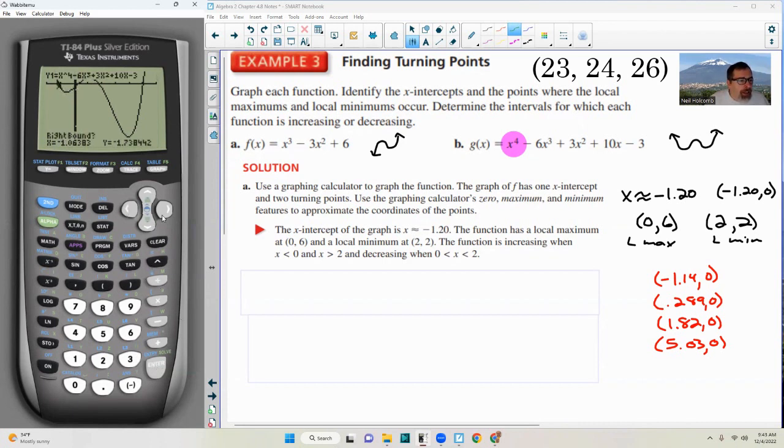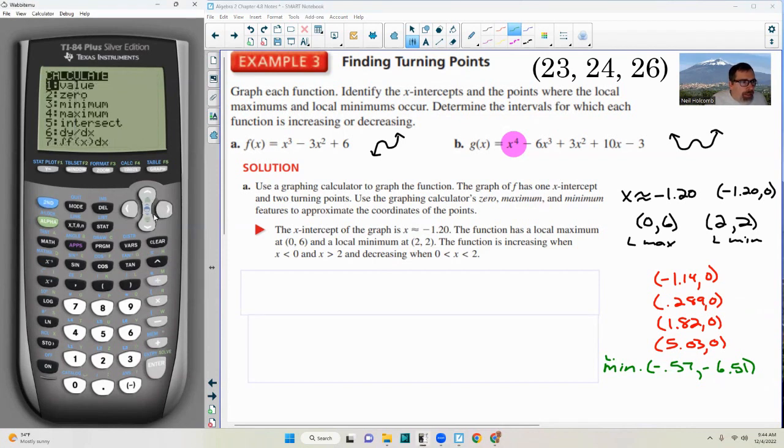And that way I'm not moving the cursor so much. So I'm to the left of that minimum, I hit enter. I need to get to the right of that minimum. I hit enter again, and I get the point negative 0.57 is an approximation. So min, and it's a local min, and it's negative 0.57, comma, negative 6.51. Okay, so there's one of them. And then I move the cursor. Whoops, second, calculate. Now I want a relative maximum. That's 4. Enter.